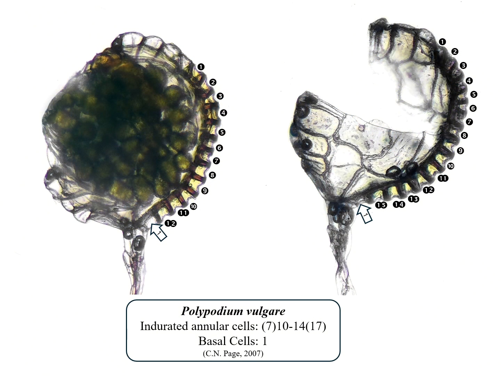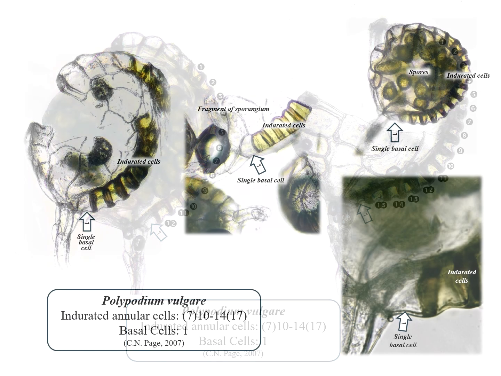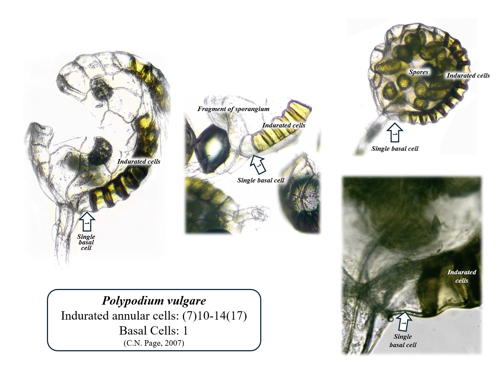Once again, the compound microscope provides the best views for counting. The numerous indurated cells are clearly defined, while the single basal cell is small and can be difficult to see. Here are some alternative views which might not provide a count of indurated cells, but they do clarify the one basal cell condition.